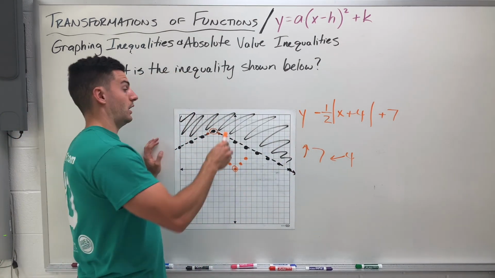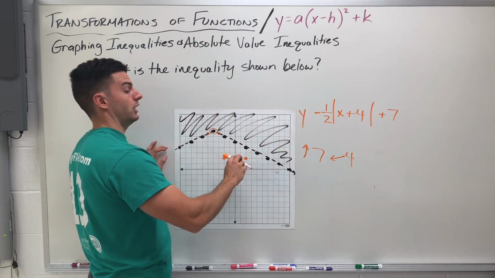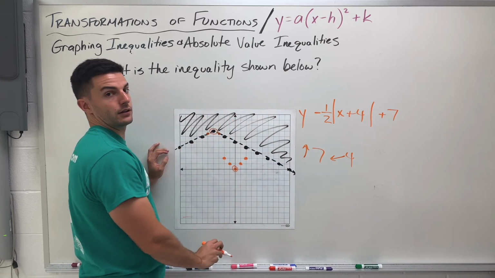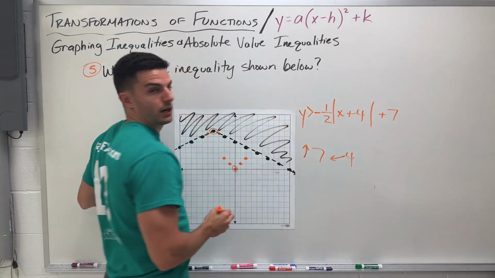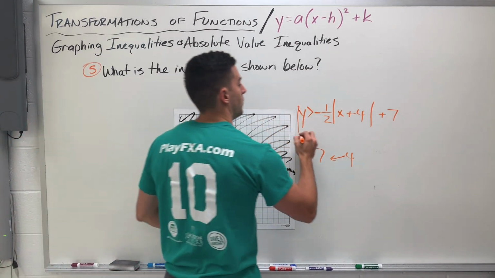And which one of those is it? Well, we look at the shading. Okay, is the shading above the line or below the line? It is above the line, which means it is greater than and not less than. So that is my full inequality.